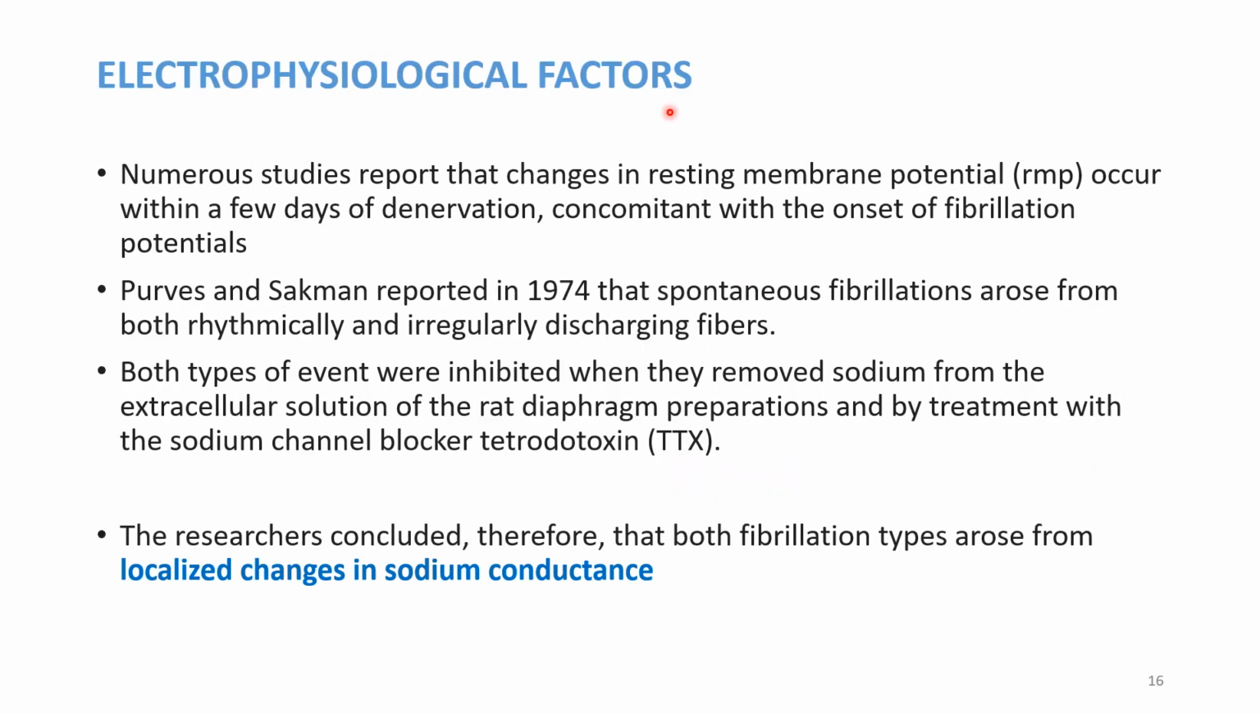So first we will see the electrophysiological factors. Numerous studies report that changes in resting membrane potentials occur within a few days of denervation, concomitant with the onset of fibrillation potentials. So within a few days of denervation, the RMP will fluctuate and fibrillations will start. Purvis and Sackman reported in 1974 that spontaneous fibrillations arose from both rhythmically and irregularly discharging fibers. Both types of events were inhibited when treated with TTX, tetrodotoxin, a sodium channel blocker. They worked on a rat diaphragm preparation and added the sodium channel blocker tetrodotoxin, and they saw that the fibrillations stopped.